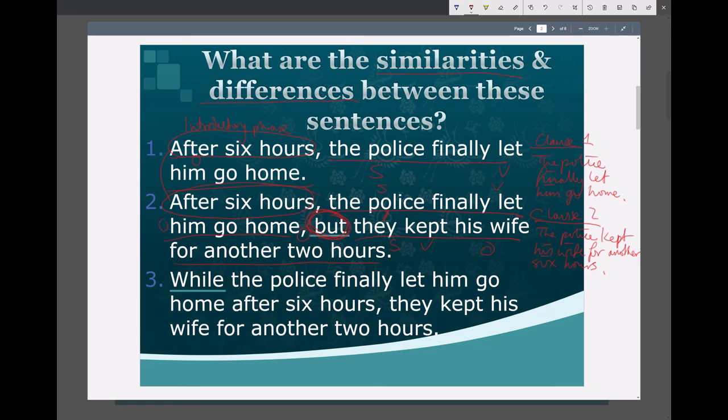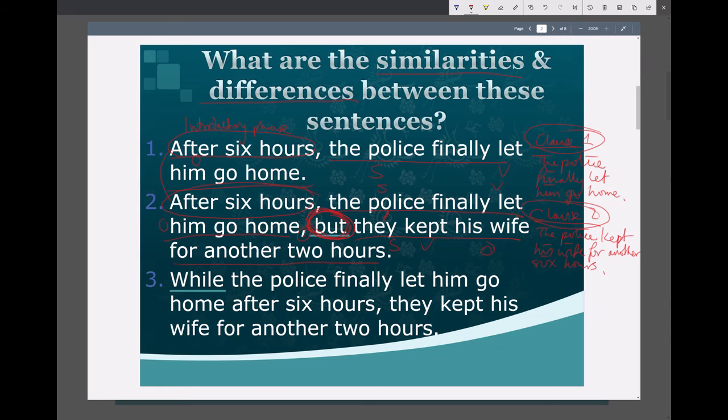Here we have a sentence that connects the two independent clauses together, clause 1 and clause 2, with a comma and a subordinating conjunction. Alright, now let's take a look at sentence 3. While the police finally let him go home after 6 hours, they kept his wife for another 2 hours.